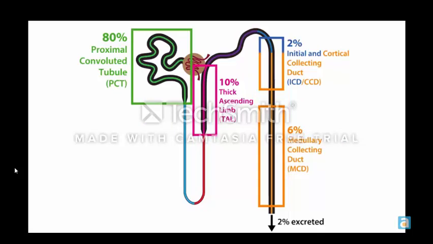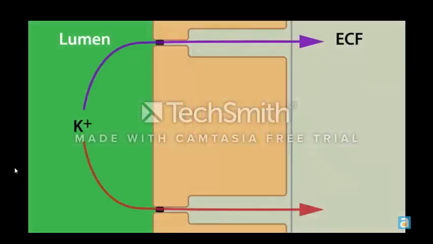Now reabsorption of filtered potassium along the proximal convoluted tubule occurs paracellularly, driven by solvent drag in the early portion and a lumen positive potential in the late portion. Now solvent drag accounts for most of the potassium reabsorption along the proximal convoluted tubule. And as a reminder, solvent drag along this nephron segment is dependent upon sodium reabsorption.